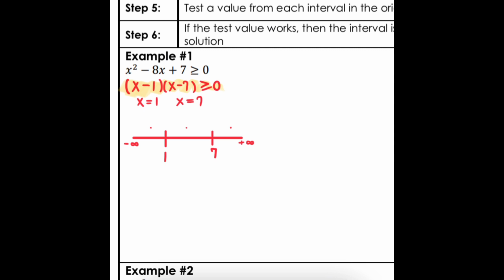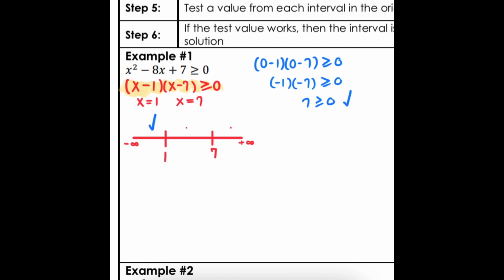For this one, I'm going to pick a number that is somewhere between -infinity and 1. The easiest pick for me would be 0. So essentially I'm going to be plugging 0 in and testing to see if this is a true or false statement. We end up with -1 times -7. Well, that's going to be +7. So +7 is greater than or equal to 0, so that's true.